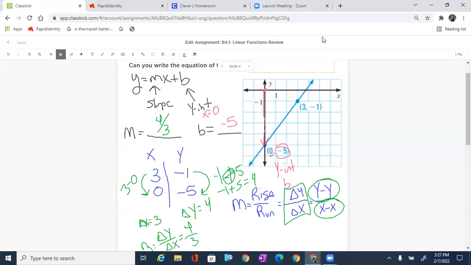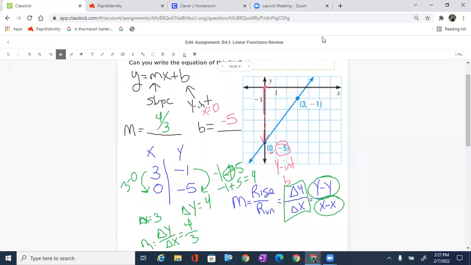Now at this point, we have enough information to write the equation of our line. I'm going to write that in bold red right here. I'm going to say y equals m, which is 4/3, and I'm going to put the x right next to it. Then I'm going to put the y-intercept, which we said was -5.